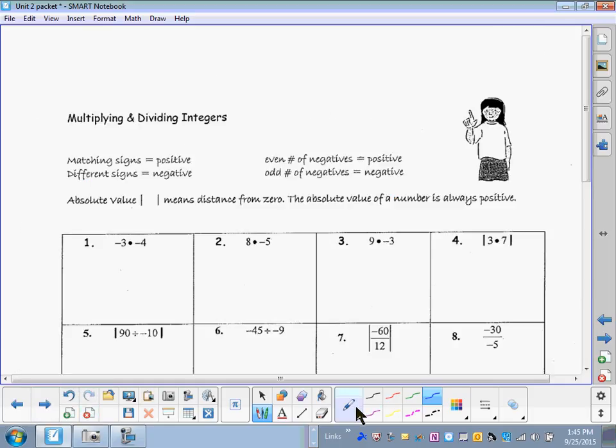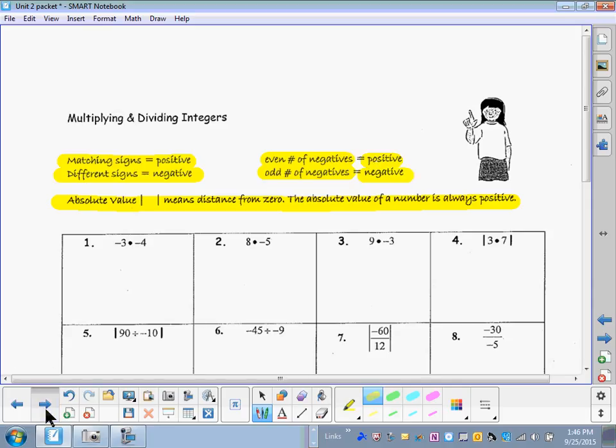Multiplying and dividing integers. When we multiply and divide integers, matching signs result in a positive answer. If they have different signs, it's a negative answer. The absolute value, represented by 2 vertical bars, means the distance from 0. The absolute value of a number is always positive. Keep in mind that an even number of negatives is positive, and an odd number of negatives is negative.